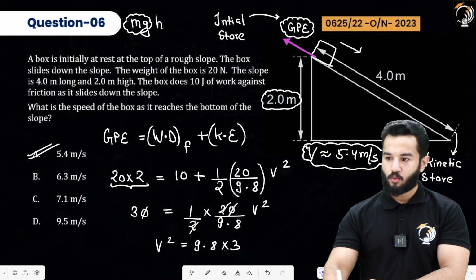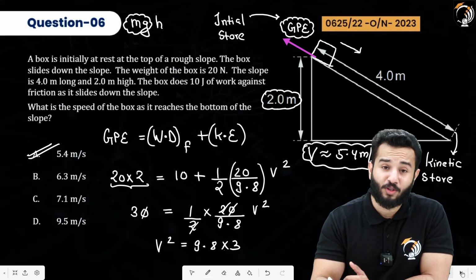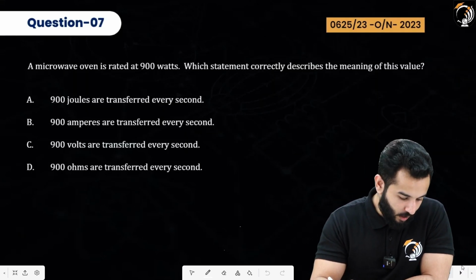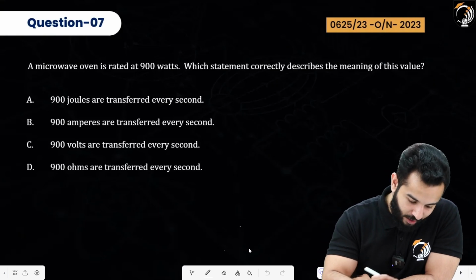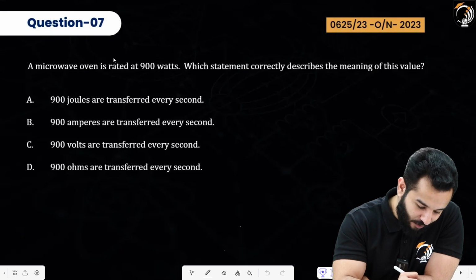So now let's move to another question. This question was actually good. Moving to another one: a microwave oven is rated at 500 watts. What do we really mean by rated at 500 watts?